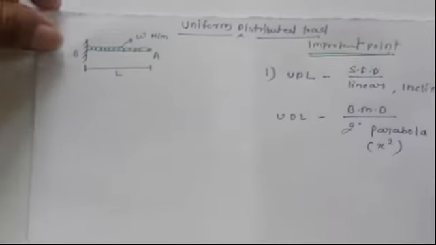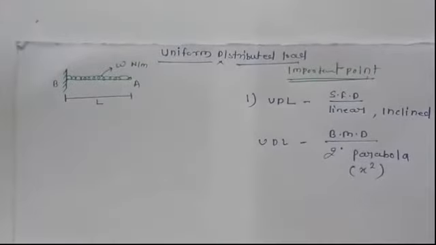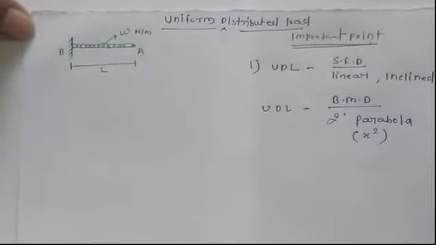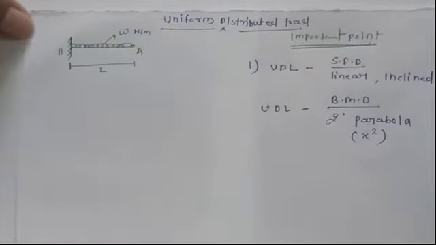Hello everyone. Today we'll discuss the basics of the shear force and bending moment diagram of the uniform distributed load. This is the one problem we are taking: the cantilever beam having this uniform distributed load over the span of this beam. So how to draw the shear force diagram and bending moment diagram for this particular problem?